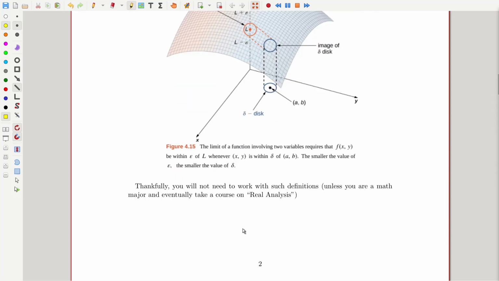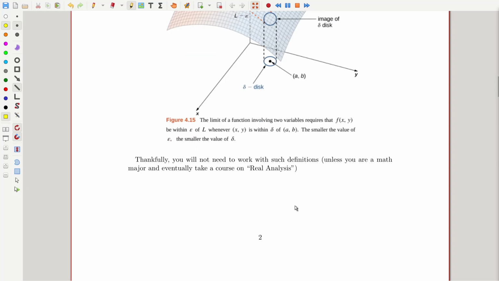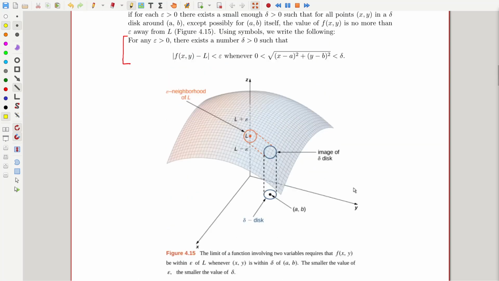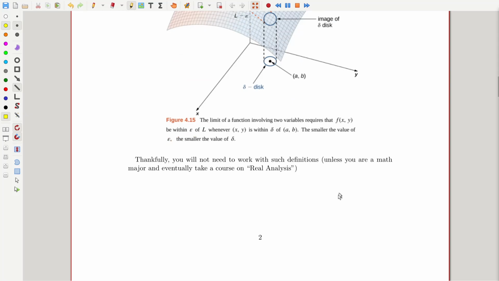And I should just say that this definition is only something you need to work with if you're a math major and you take a course called Real Analysis. You don't need this for Calc 3. I think all calculus books kind of hand wave this, saying this is the rigorous way of doing it, but you're not expected to understand it as a calculus student. So it's very much okay if you don't.